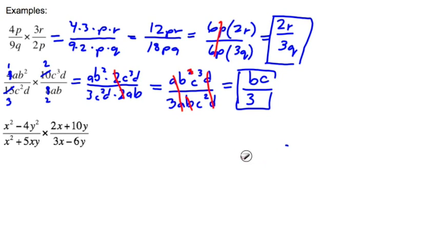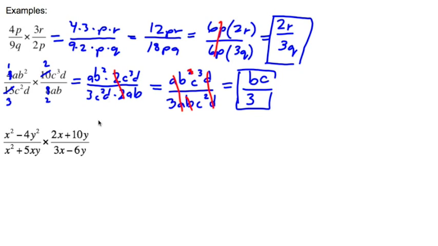Alright, let's take a look at this last problem for multiplication. So what I see is I have (x squared minus 4y squared) over (x squared plus 5xy) times (2x plus 10y) over (3x minus 6y). So first thing I'm going to go ahead and do is factor.